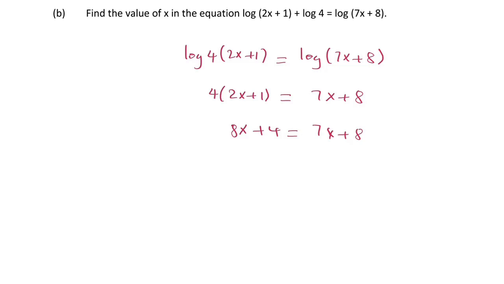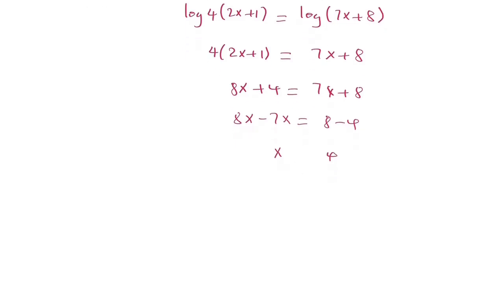of which this becomes 8x - 7x = 8 - 4. Solving them, we are having x = 4. And this is going to be our answer.